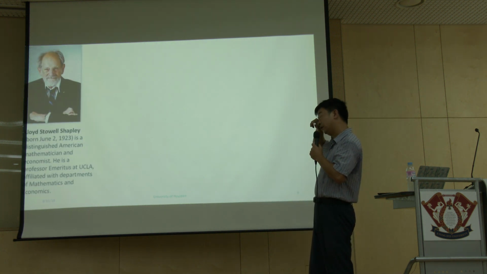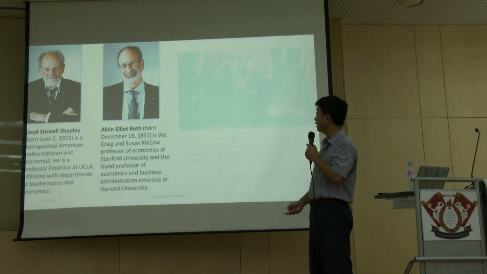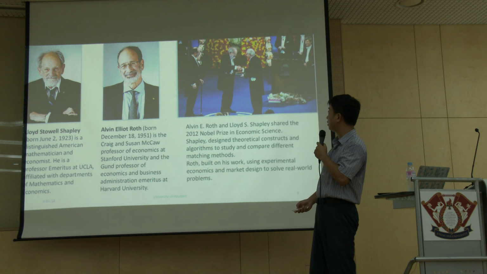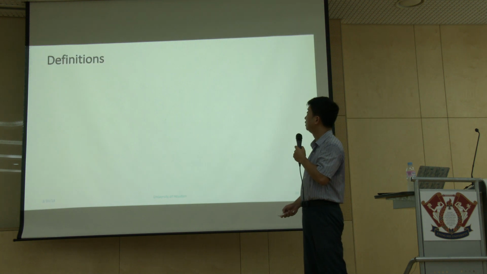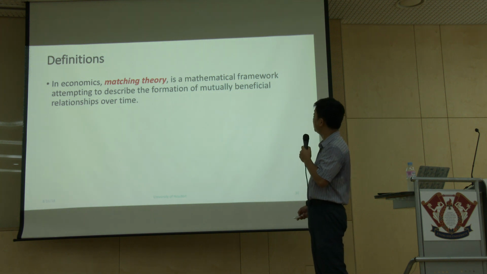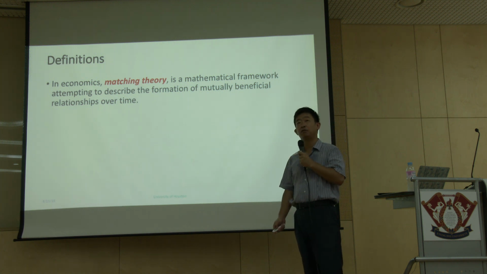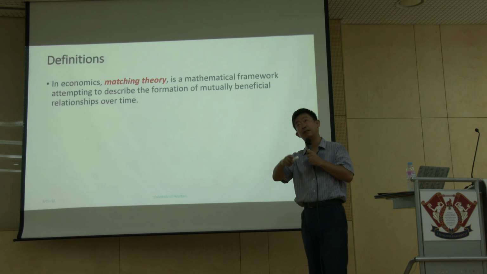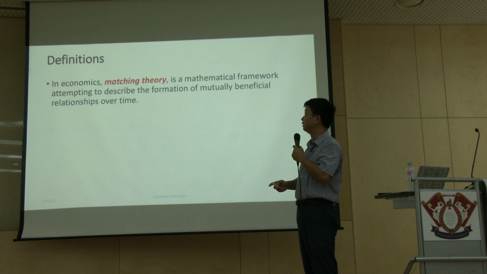The founders of this are Shapley and Roth. They both won the Nobel Prize in 2012 for matching theory. So let's try to study what they proposed. The definition: in economics, matching is a mathematical framework that attempts to describe the formation of mutually beneficial relations over time. Basically it means who should work with whom, or this thing matched to the resources, this user matched to these resources, something like that.